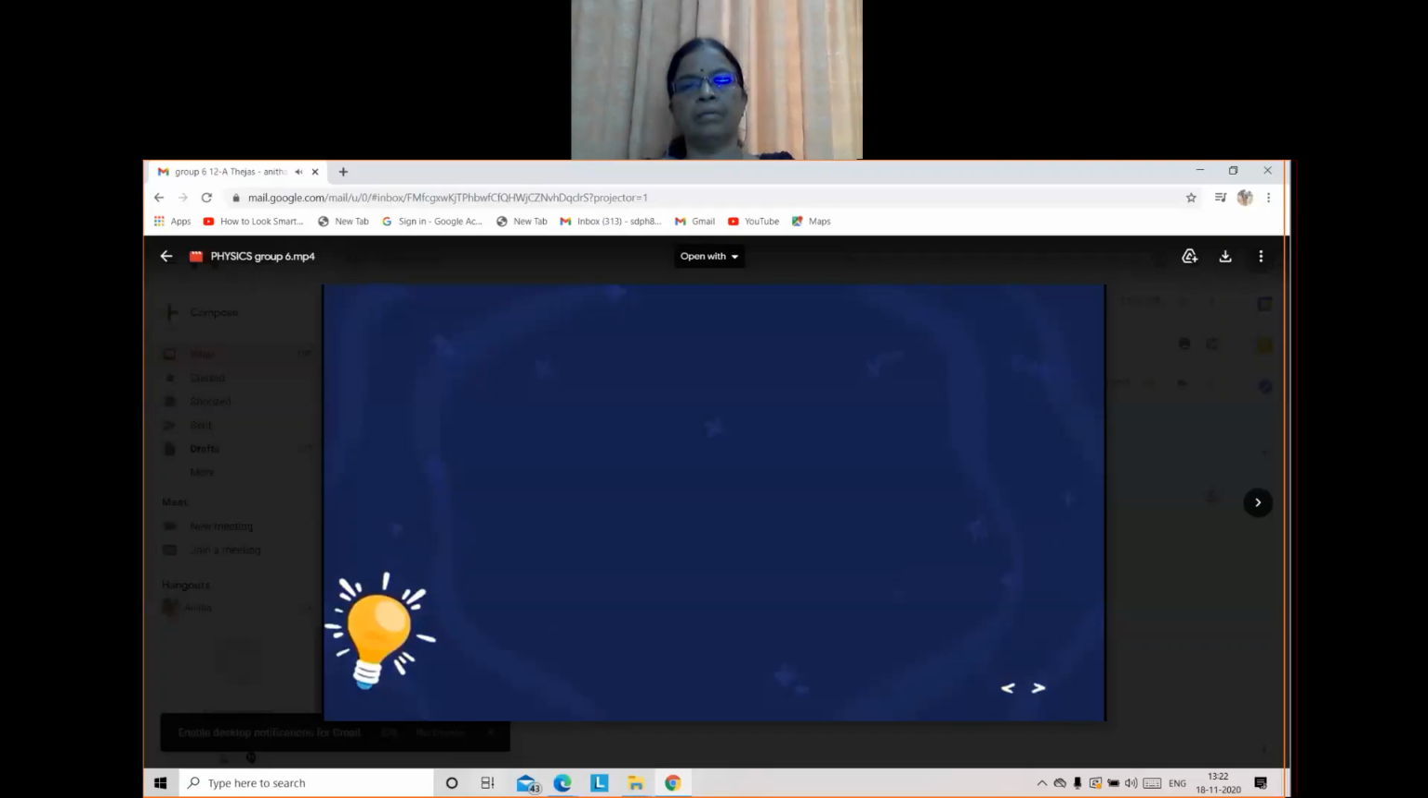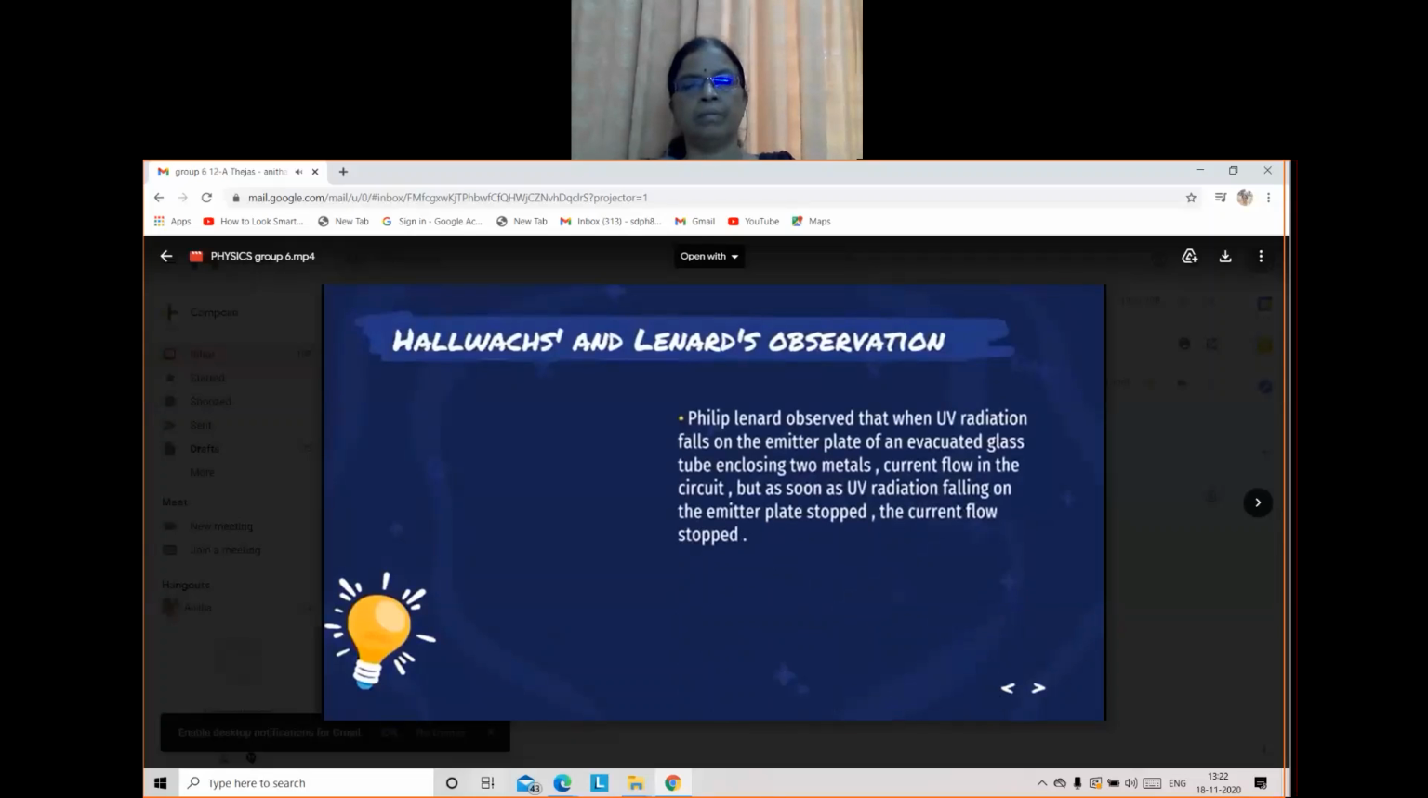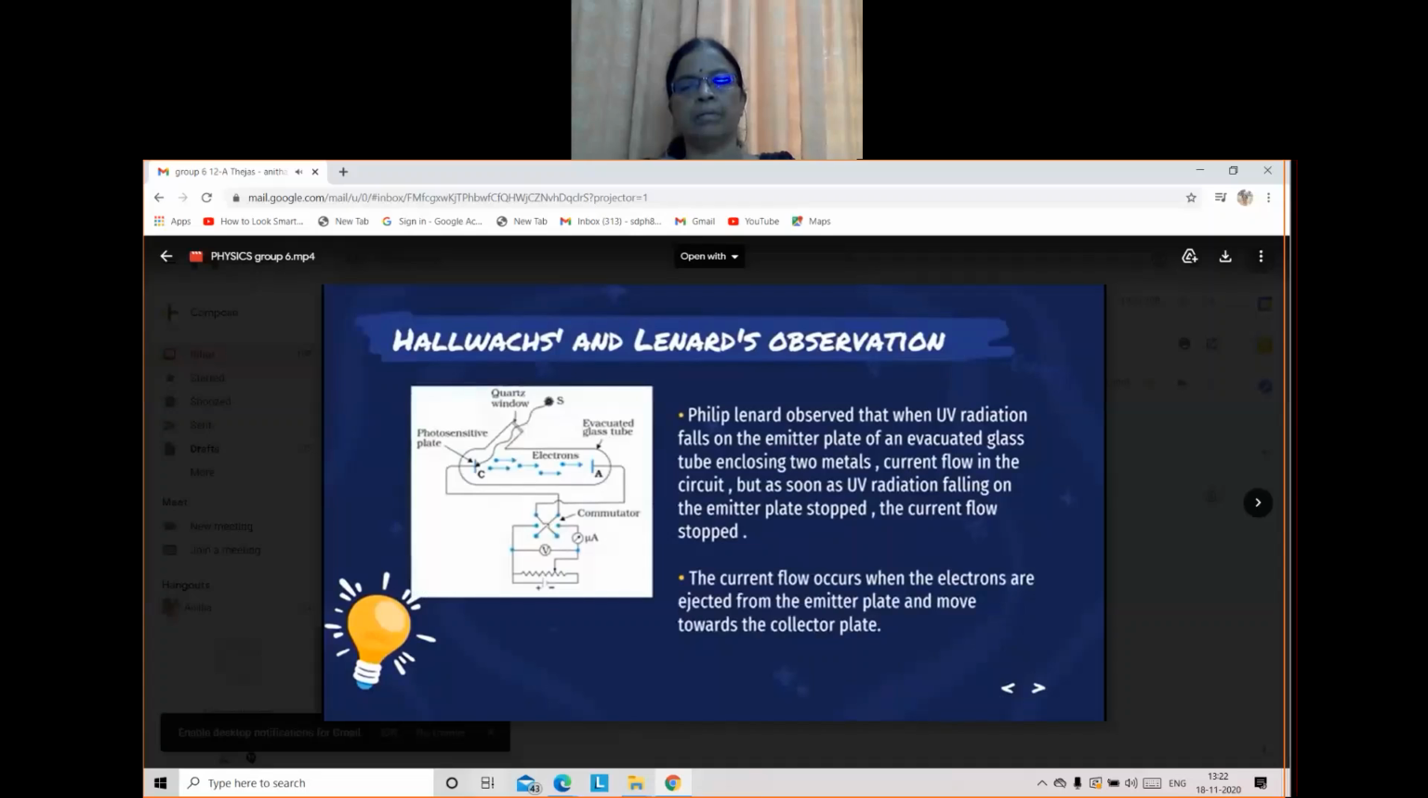So first, Lenard made an experiment where he allowed the UV rays to fall on the emitter plate C of an evacuated glass tube as shown in the figure, where the current flows in the circuit. But also, as soon as the UV radiation was stopped, the current flow also stopped. From this, he observed that the electrons are emitted by the emitter plate C and collected by the collector plate A. This flow of electrons between the plates resulted in the flow of current in the circuit.